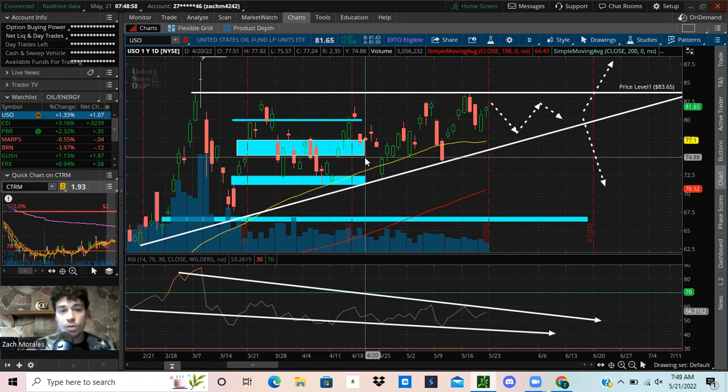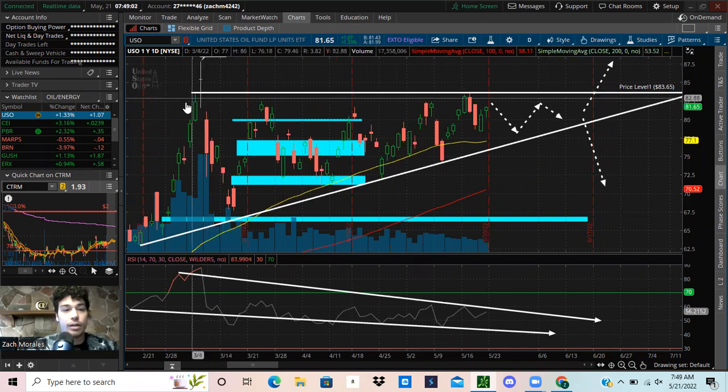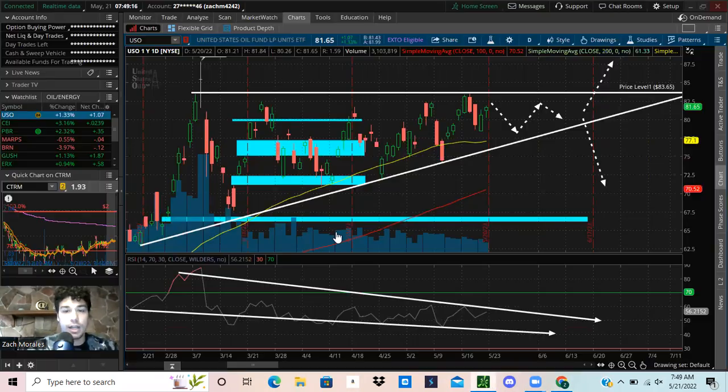Okay. So we're looking at USO on the daily chart. And I have a nice chart pattern drawn up here. We have what's known as an ascending triangle. And this is a bullish pattern. We'll go to Investopedia real quick so you guys can look. And this is the pattern. Ascending triangle. So that's what I've got drawn up here.